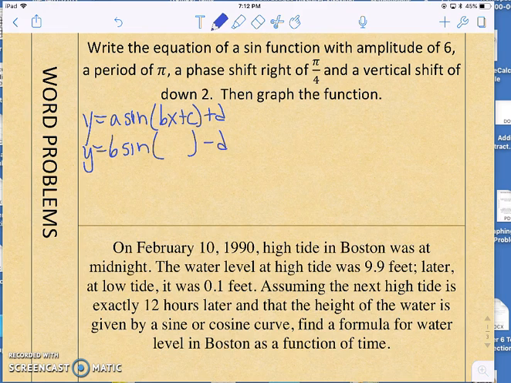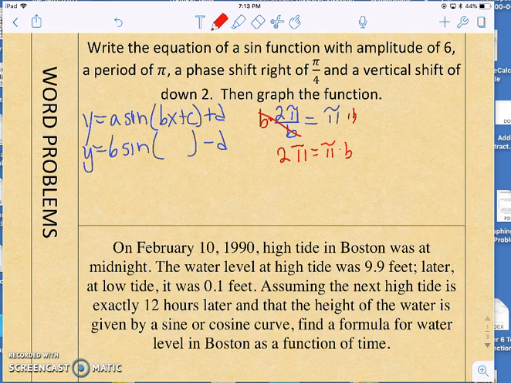So let's find our b value. Period is 2 pi over b, and we know our period equals pi. Well, for that to be the case, b has to be 2. We could solve it if we needed to: 2 pi equals pi times b, so b has to be 2. So we could fill that in.